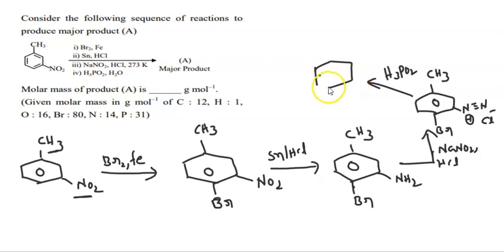Then you can get the compound benzene, and here it will be CH3 and here it will be Br. That is the final product obtained, para-bromotoluene. If I calculate the gram molecular weight of para-bromotoluene, you can get 171. So 171 is the correct answer for the given question.